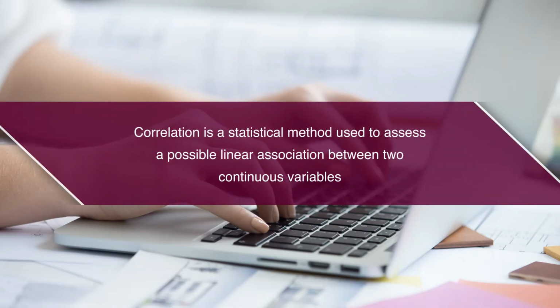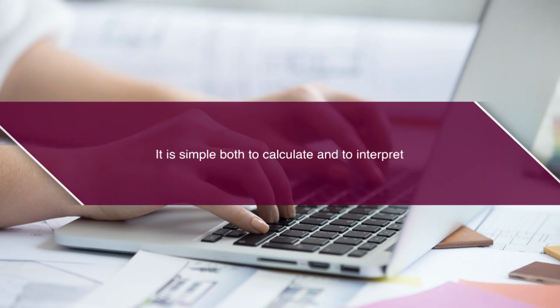So we are here to talk more about correlation. Correlation is a statistical method used to assess a possible linear association between two continuous variables. It is simple both to calculate and to interpret. What we observe is that it gives the relationship between the two variables, and it is used for calculation as well as for interpreting the results thereof.